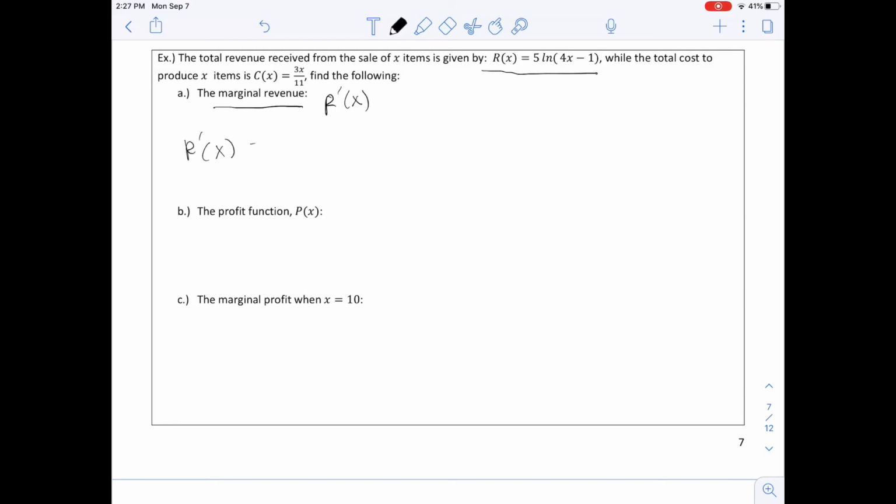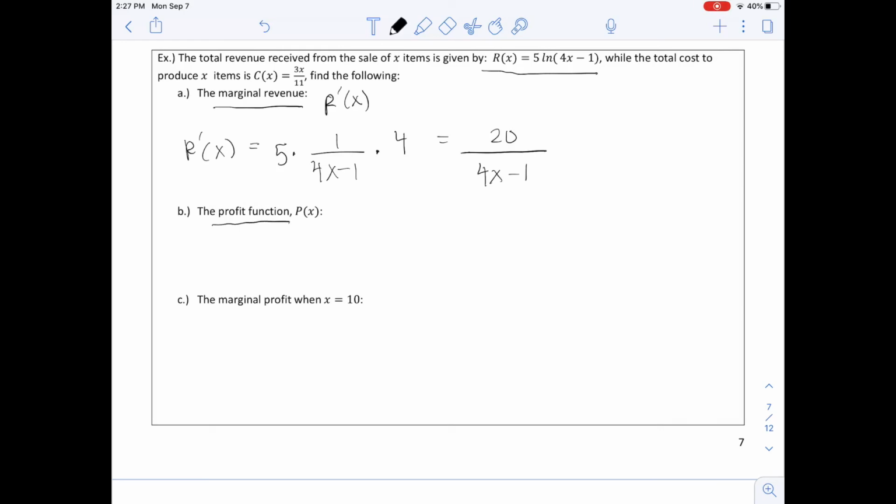So R prime of x, which is our marginal revenue, is going to be, we have 5 times, so that 5 is a constant, would stay there, and we have ln of 4x minus 1. So we have 1 over, since it's ln, we just have 1 over our function that we have, which is 4x minus 1, times the derivative of 4x minus 1, which is just 4. So this simplifies to 20 divided by 4x minus 1.